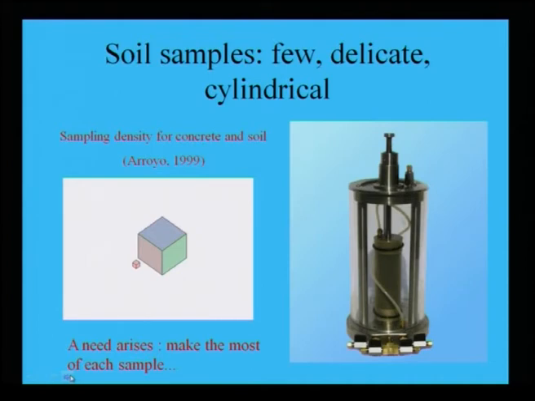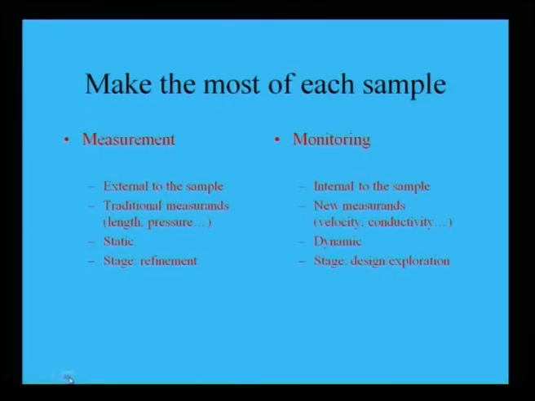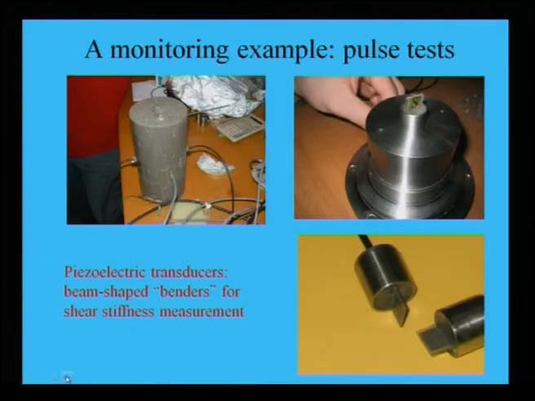In the laboratory also, by using bender elements you can measure the dynamic property of soil, that is, you can measure the shear velocity. In a triaxial cell, you can place your bender element and go for the test, and find out the shear velocity of the soil. Now, make the most of each sample measurement external to the sample. These are all your traditional measurements, length and pressure, static, and in stages it is refinement. Monitoring internal to the sample, you have to monitor new measurements, velocity and conductivity. These are earlier measurements. Now, this monitoring of velocity and conductivity, and dynamic, has been used in design and explorations. If you look here, I am showing a bender element, how it has been placed inside this triaxial equipment.